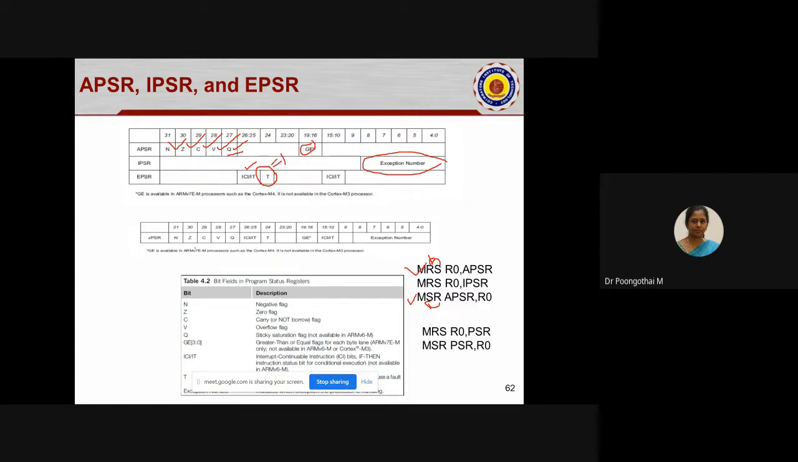Is it clear, students? So this is the complete bit assignment of your XPSR register. Some of the bits are not utilized, so those bits are reserved for future modifications. Okay.